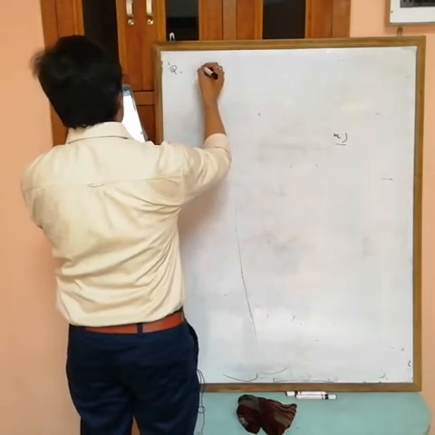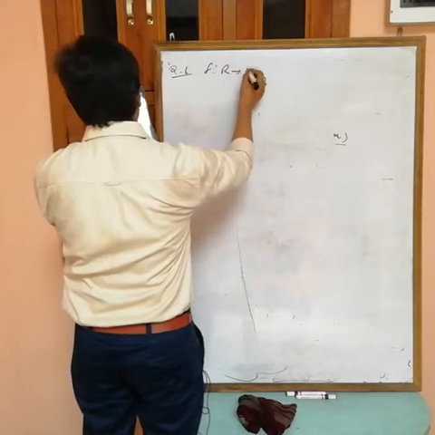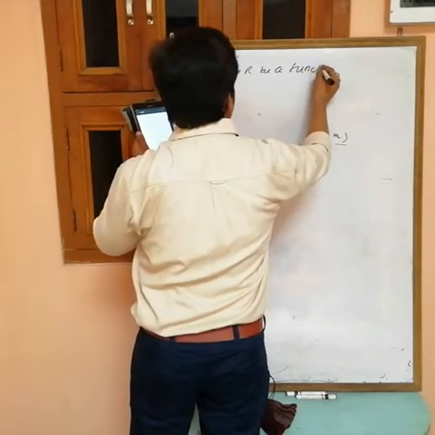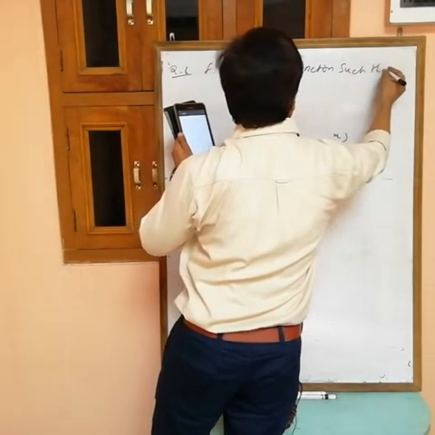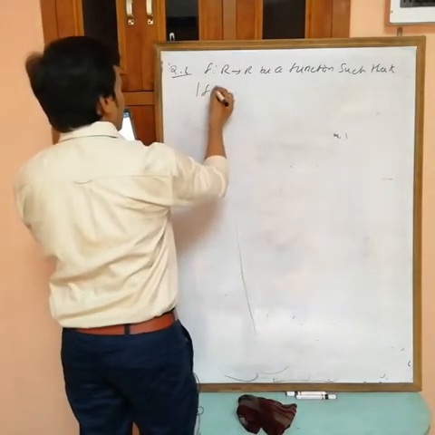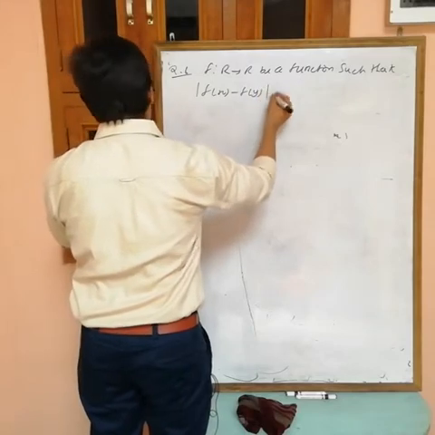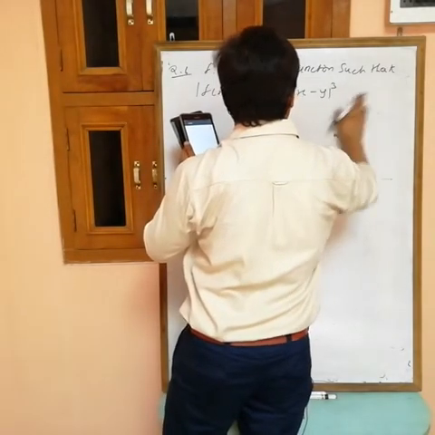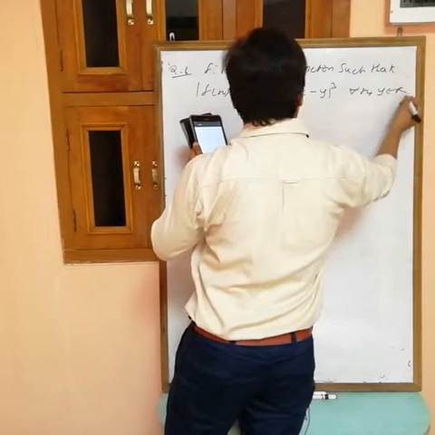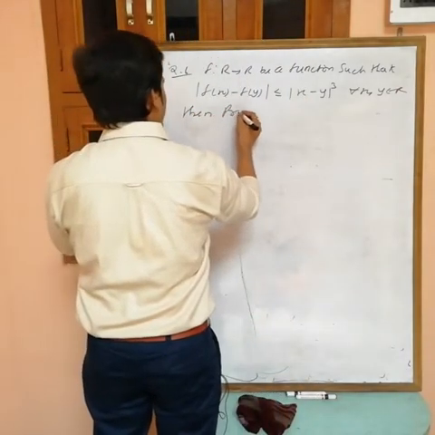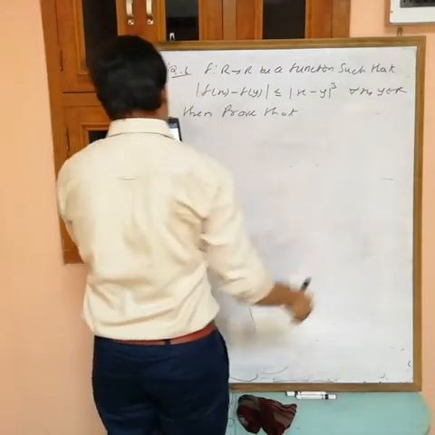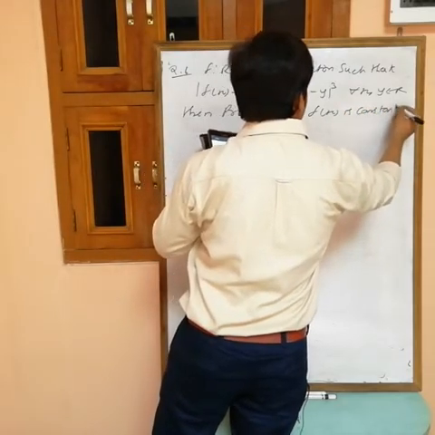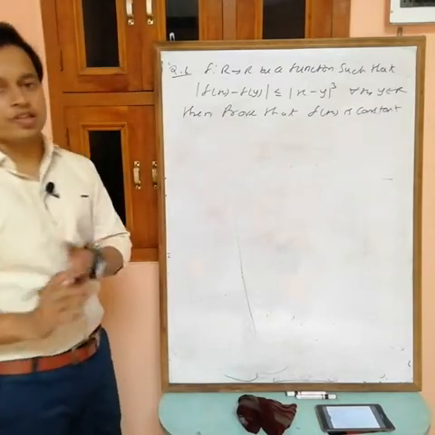Next, let f from R to R be a function such that mod f(x) minus f(y) is less than or equal to mod (x minus y) cubed for all x, y belonging to R. Then prove that f(x) is constant. Okay, now it is given and we have to prove that f(x) is a constant function.